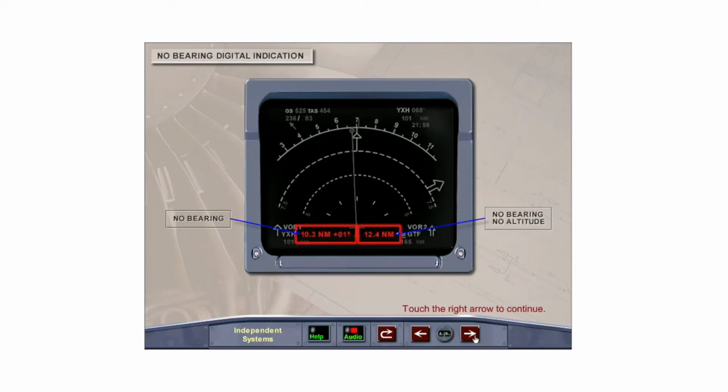If the bearing for a TA or RA intruder is not available, then the intruder's range and relative altitude will be displayed in digital form at the bottom of the navigation display. The no bearing digital indication will be displayed either in amber for a TA or in red for an RA.